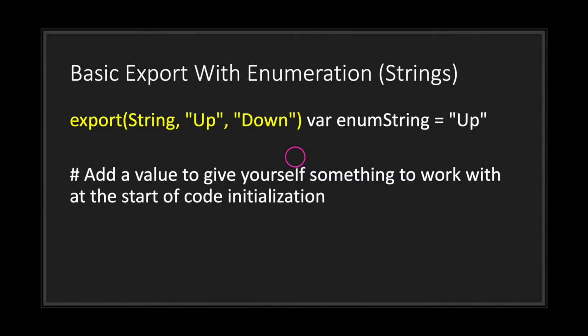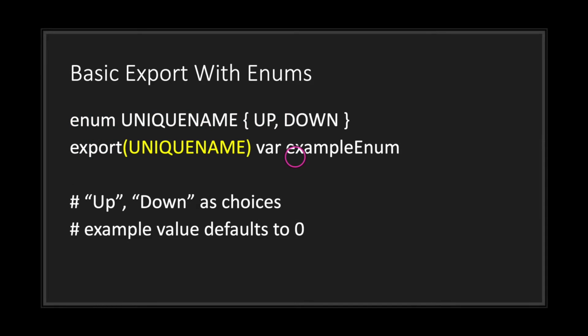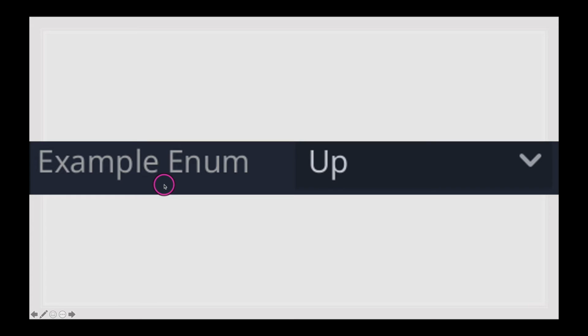And actually, that goes for every variable. You can also put enums. As you can see here, we created an enum, unique name, and we passed it into our export. Our choices are up and down. We will be returned integer values, and we default to zero because we did not assign a default value. Now, as you can see here, when we create it, this is what will show up in the Godot editor, a drop-down menu with the choices in string format.